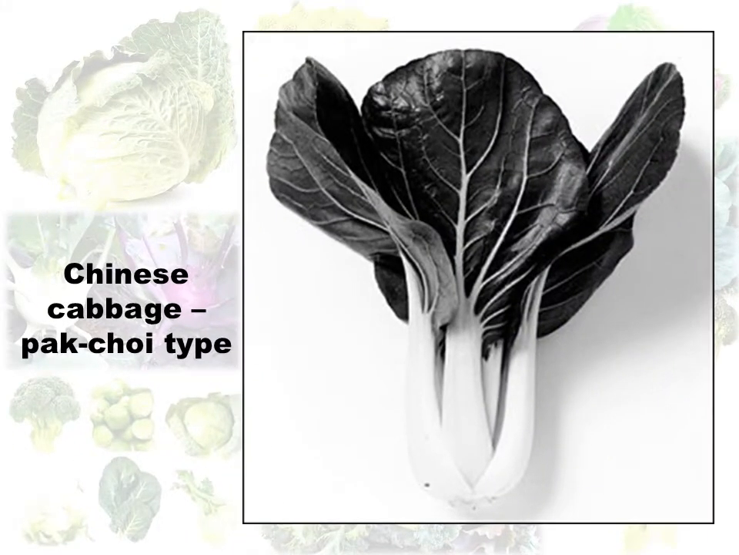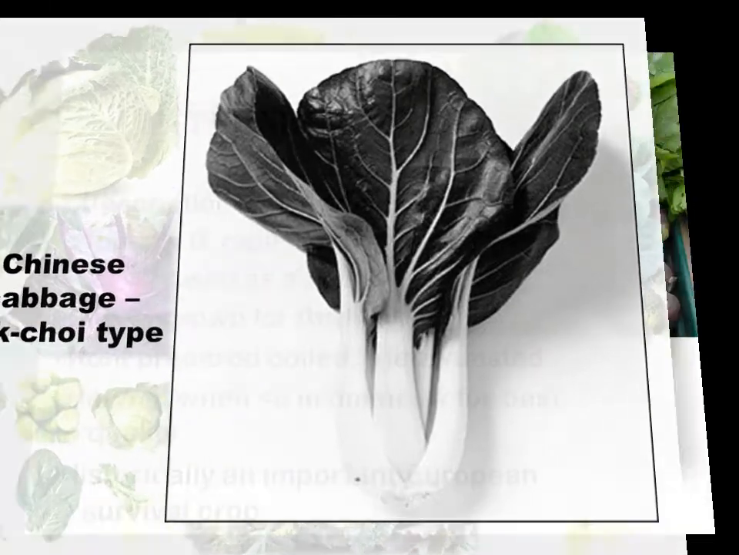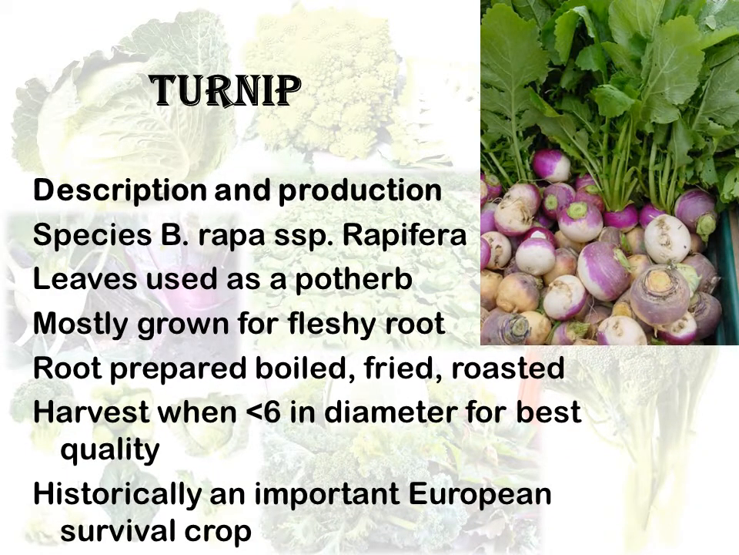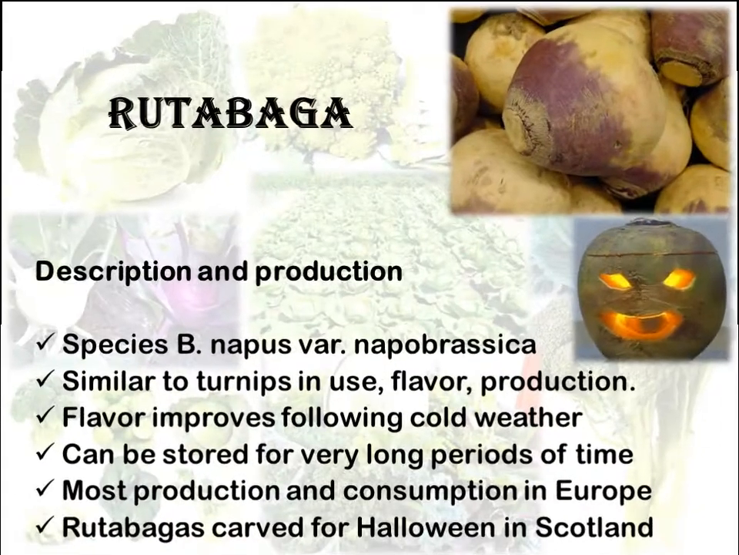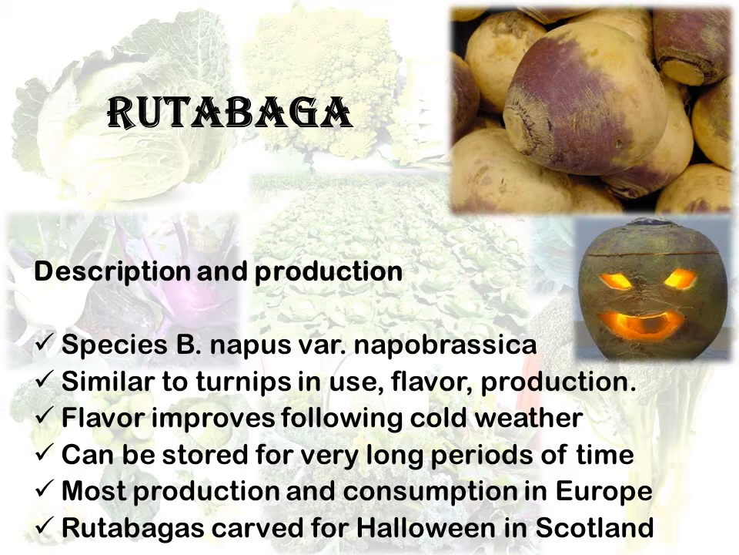Then Chinese cabbage, pak choi type. Then this is the turnip. In Hindi it is called shalgam. Again, mostly grown for the fleshy root, and the root is prepared boiled, fried, and roasted. Then rutabaga. Again, these are the varieties.